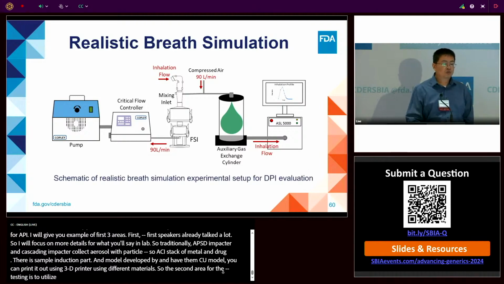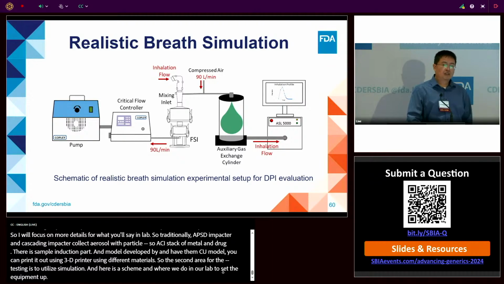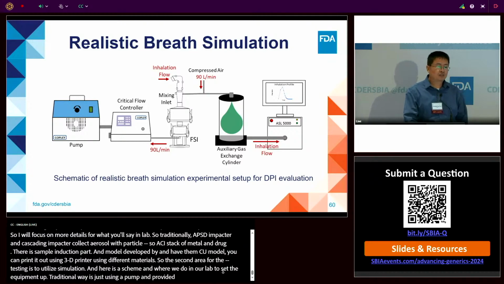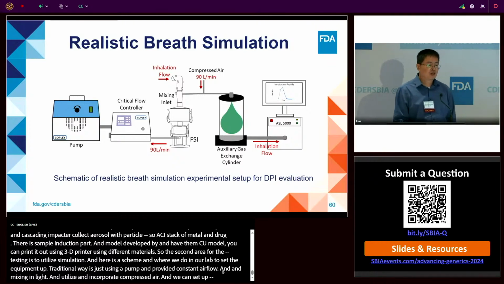And here the scheme is what we do in our lab to set the equipment up. The traditional way is just using a pump directly connected with a cascade impactor. That only provides you a constant airflow, so it does not simulate the human inhalation profile. By adding a mixing inlet and also utilizing breath simulation equipment and incorporating compressed air, we can set up simulated flow through the APSD testing. So by combining the bio-relevant mouth-throat models and the realistic breath profile, a better IVIVC is expected.